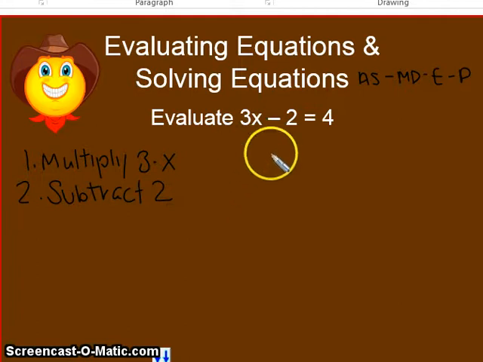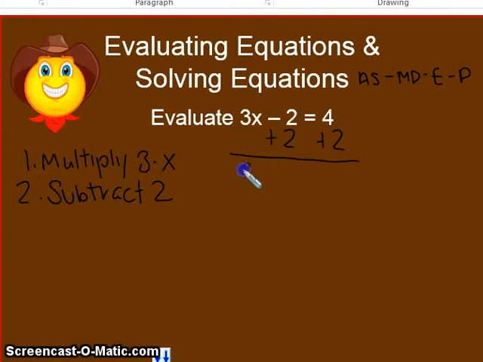Now, when we solve an equation, we're actually undoing all of these steps. So we're going to do the opposite operation in the opposite order. So I'm going to start with the very last step I wrote down, subtract 2. And I'm going to do the opposite of that. So the inverse of subtraction is addition. So the first thing I'm going to do is add 2. Now, when I add 2 to one side, I also have to add it to the other side.